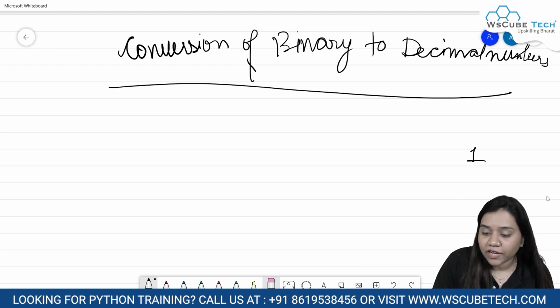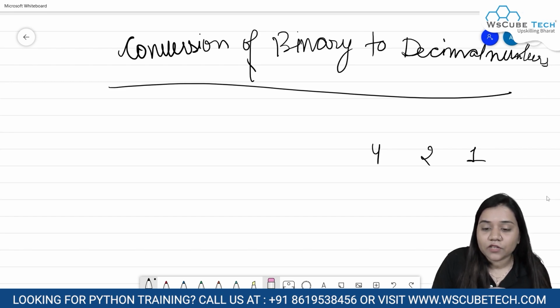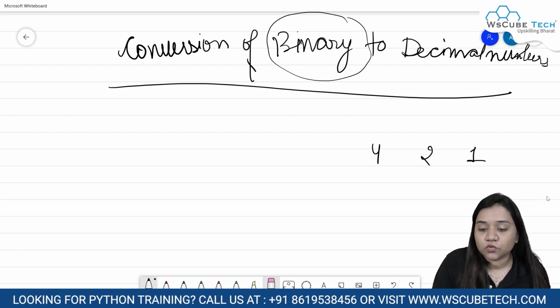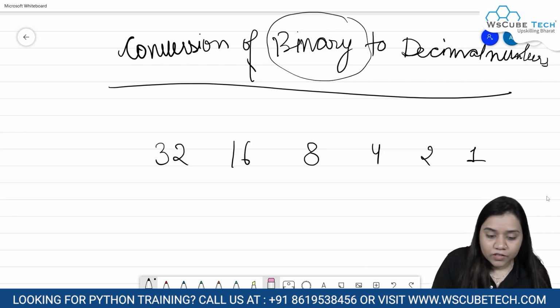We'll start with 1. 1 multiplied by 2 gives us 2. 2 multiplied by 2 gives us 4. Why am I multiplying by 2 every time? Because we are finding it for the binary number, and the word binary itself means 2. So every time we will be multiplying by 2. Next is 8. 8 times 2 is 16. 16 times 2 is 32. 32 times 2 is 64. Let's consider it till here.